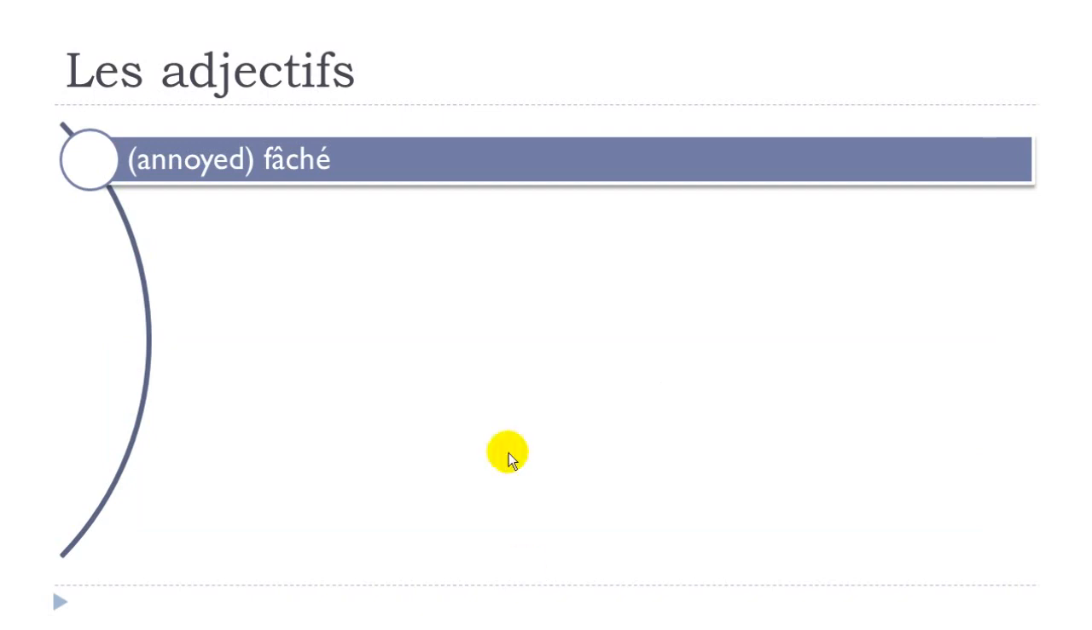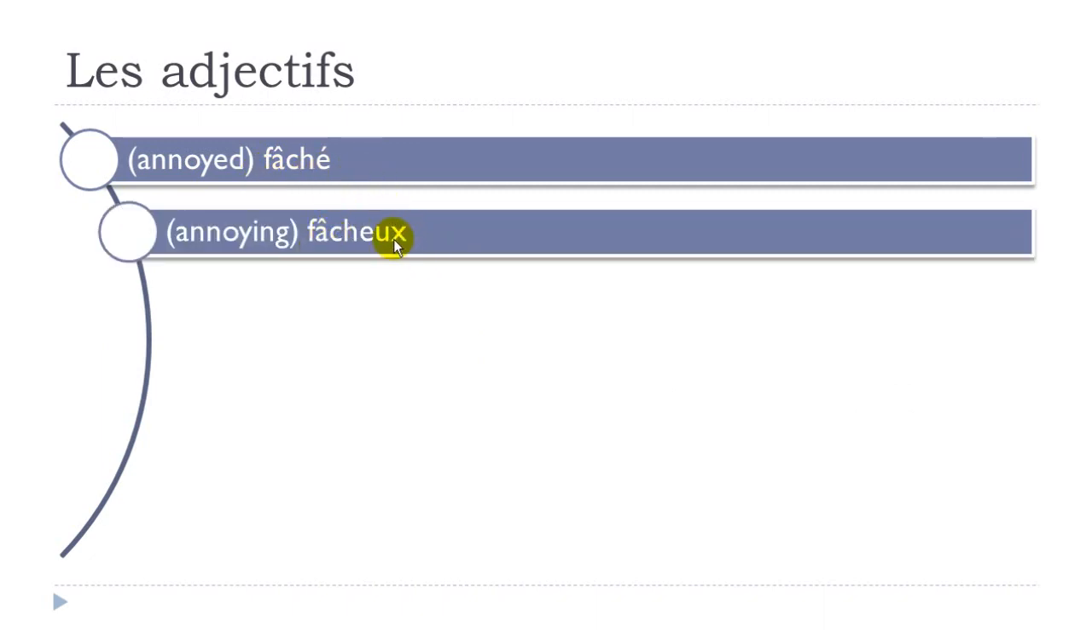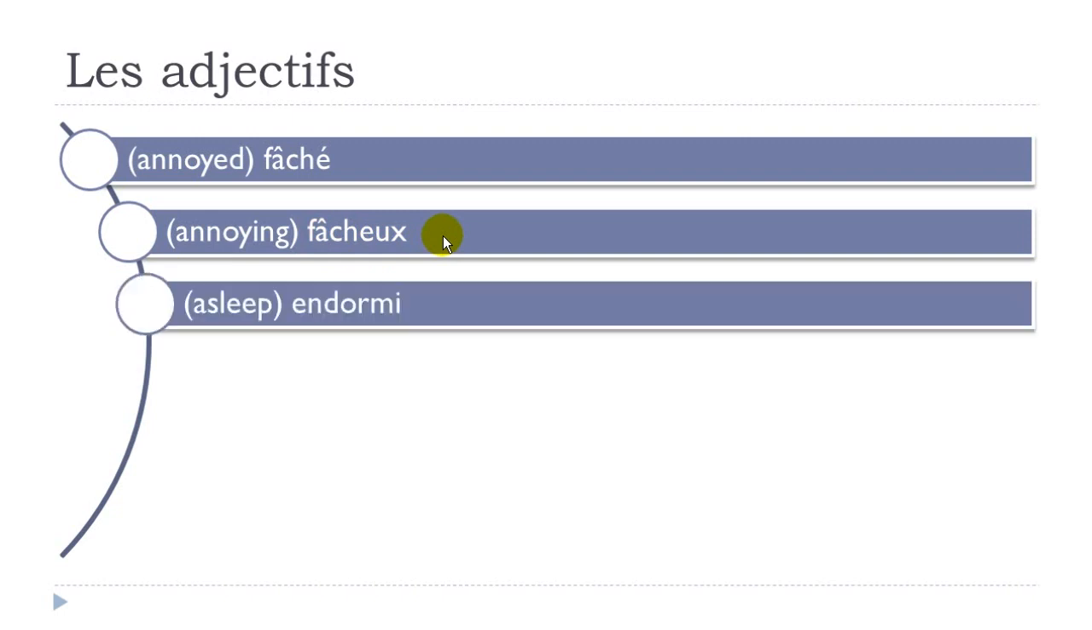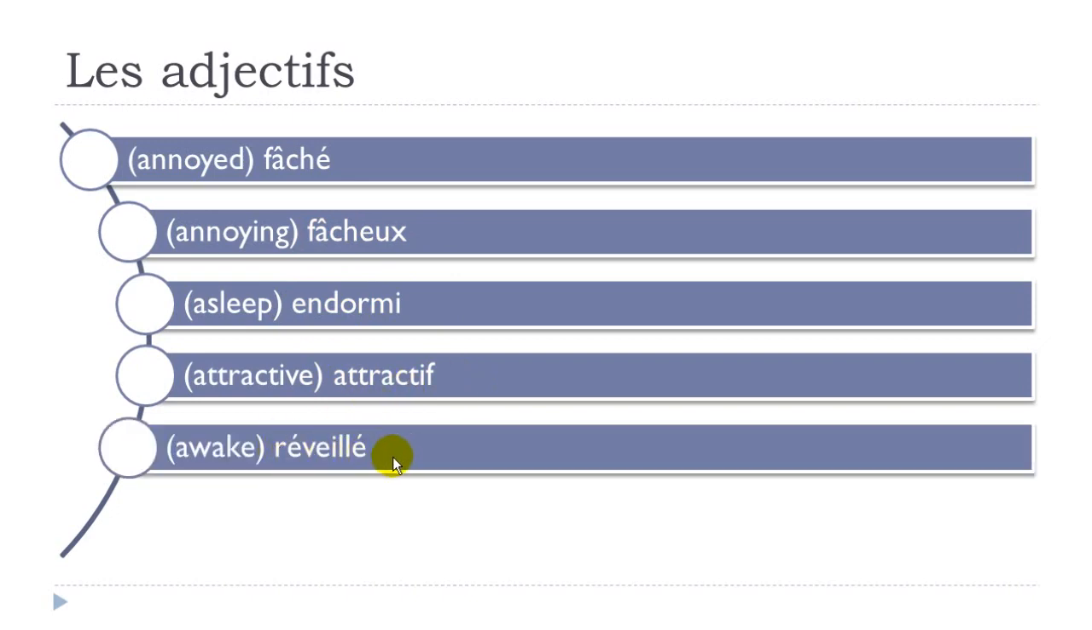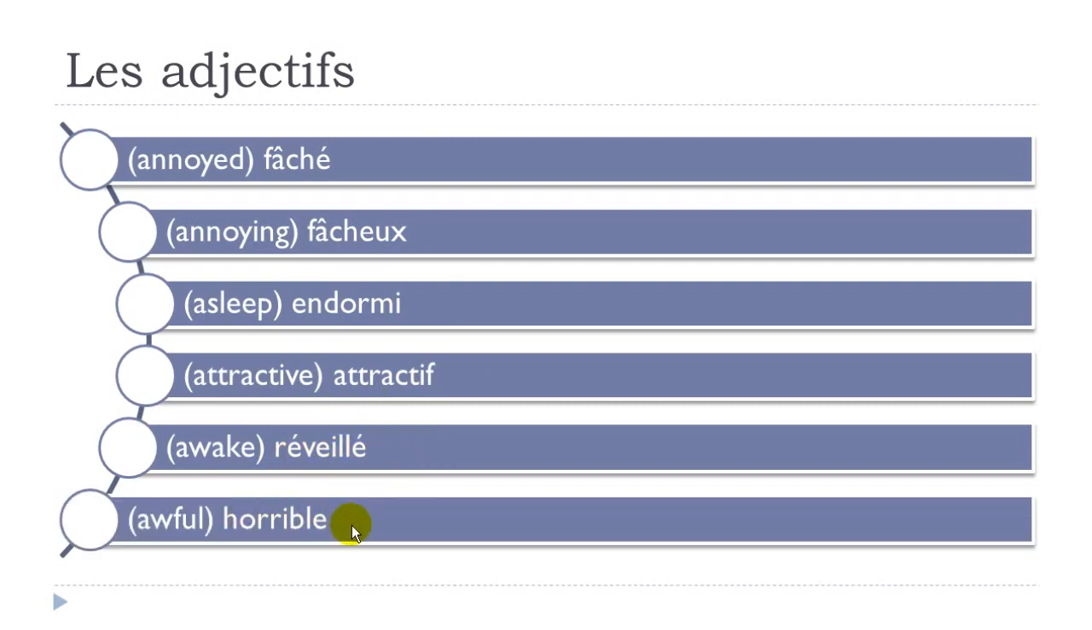Fâché. Okay, so remember that here, even if you've got this accent circonflexe on the top of the A, technically it doesn't really change the pronunciation. Fâché. Fâcheux. So final X not pronounced, and then you get your combination of U, E. Fâcheux. Endormi. Remember, E-N, en. Endormi. Attractif. Réveillé. Okay, I-double-L-Y. Réveillé. Horrible. Okay, first letter is H, but then we don't pronounce H, so you don't pronounce it. And the first thing you hear is O. Horrible.